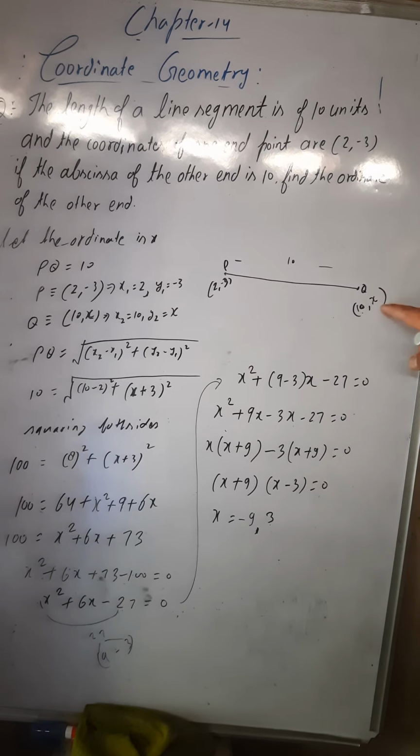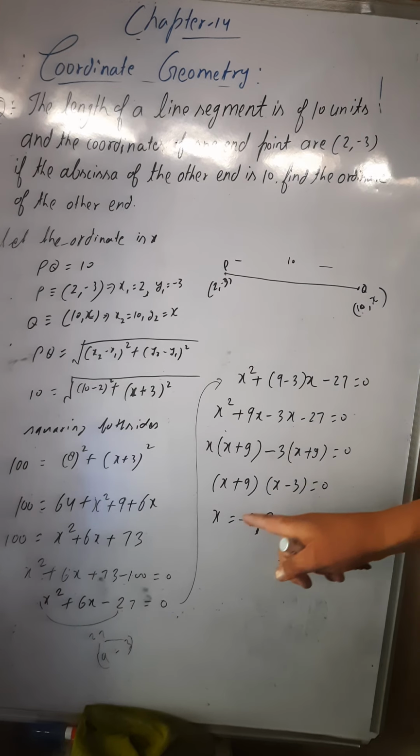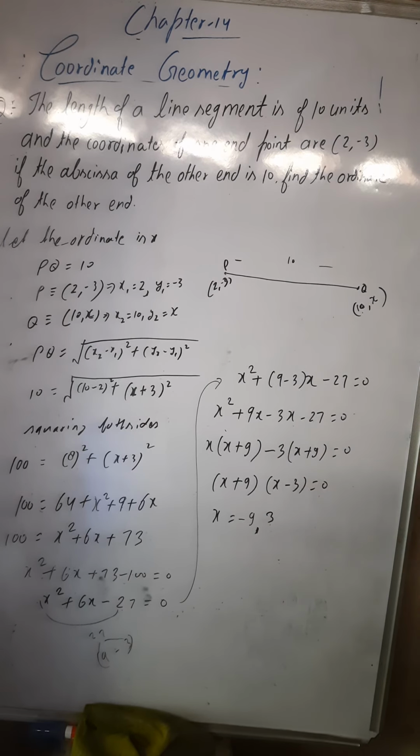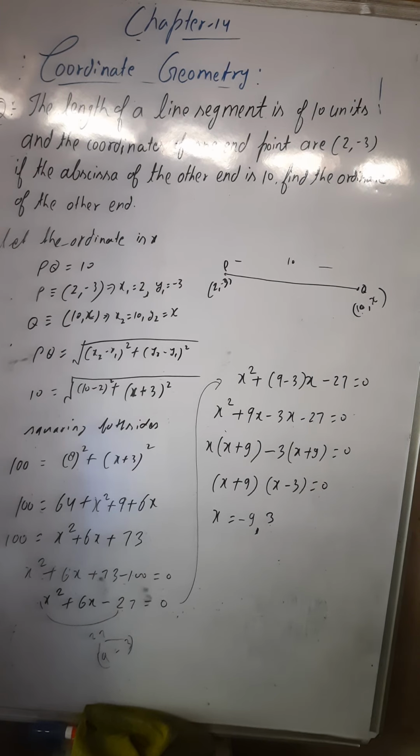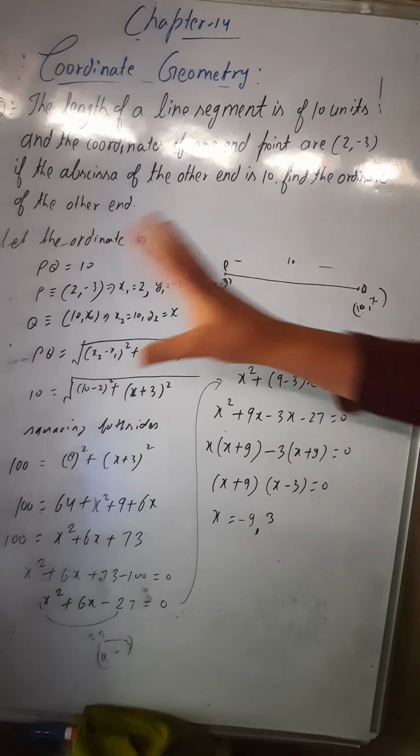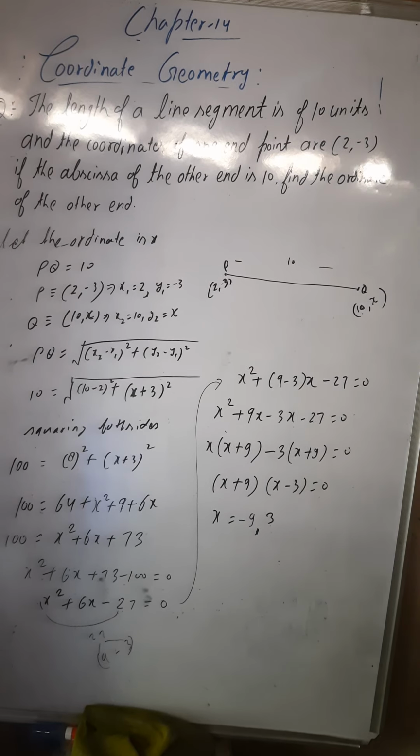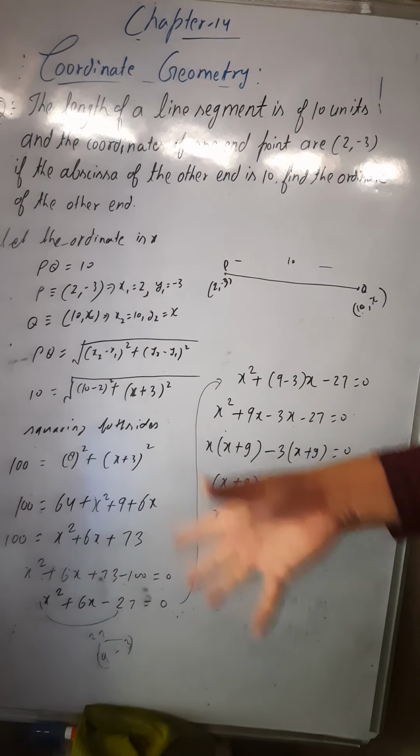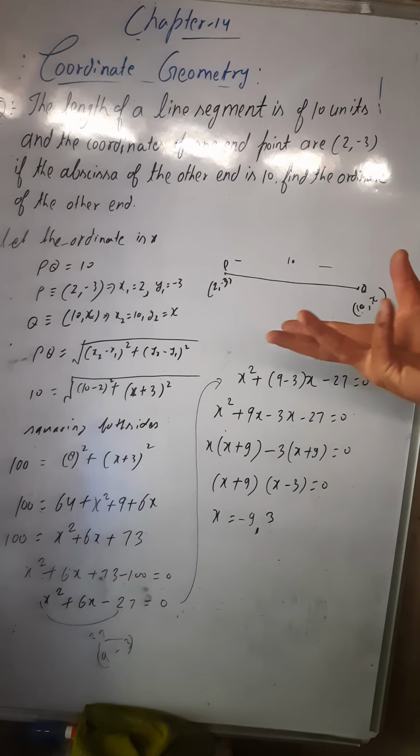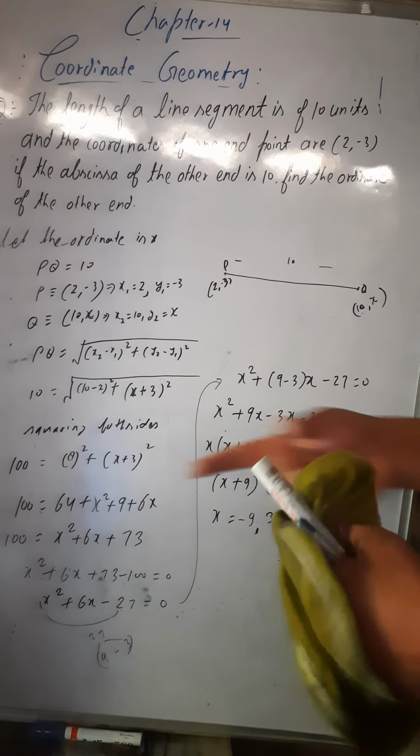Okay. So what will be the ordinate here? Ordinate will be minus 9 or 3. So this is how you will solve these sort of questions. Okay dear? Are you getting this? Just note it down. Now I am writing another question. The same type of question will be there. Let me write the question. First you note it down.